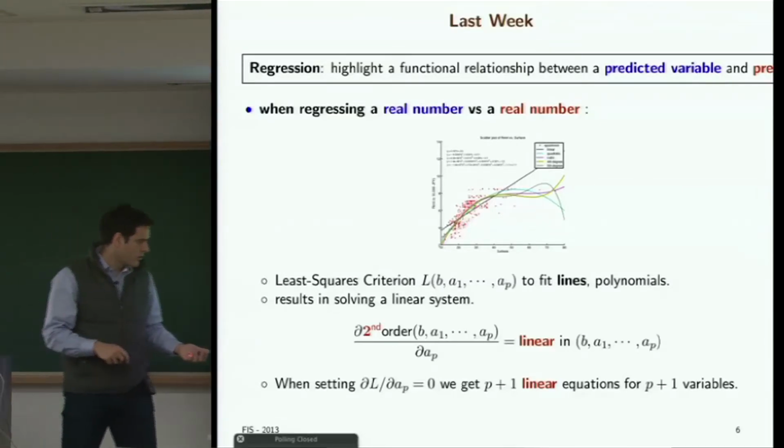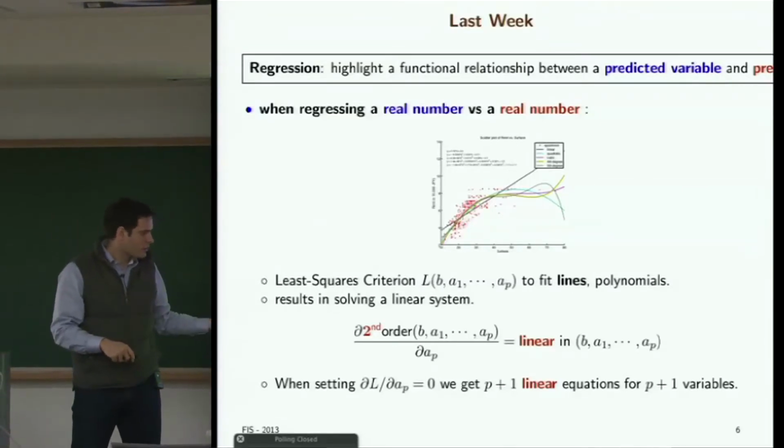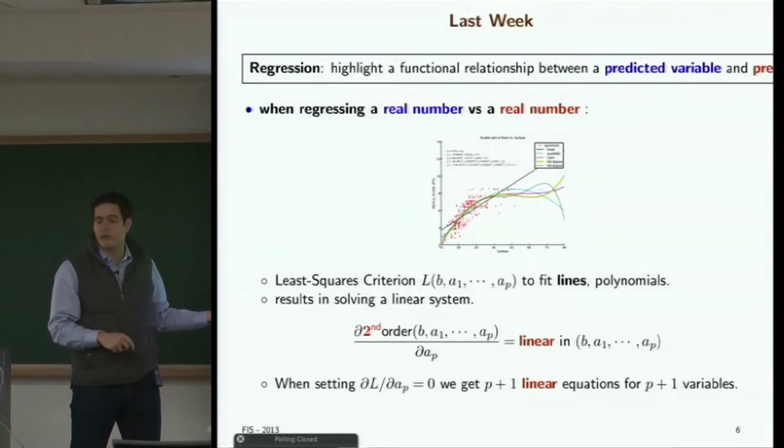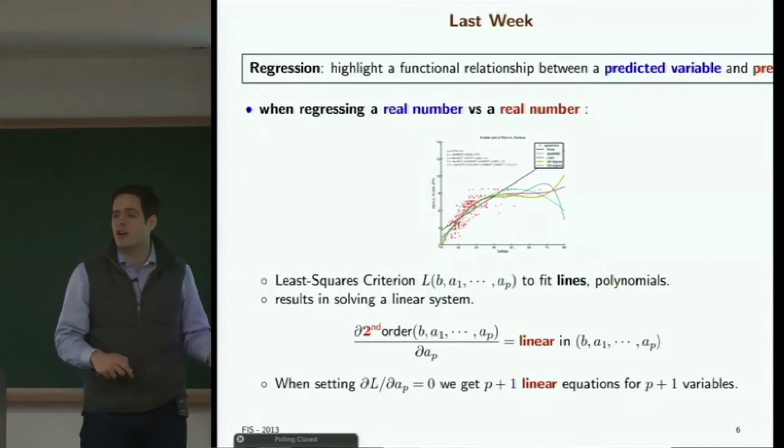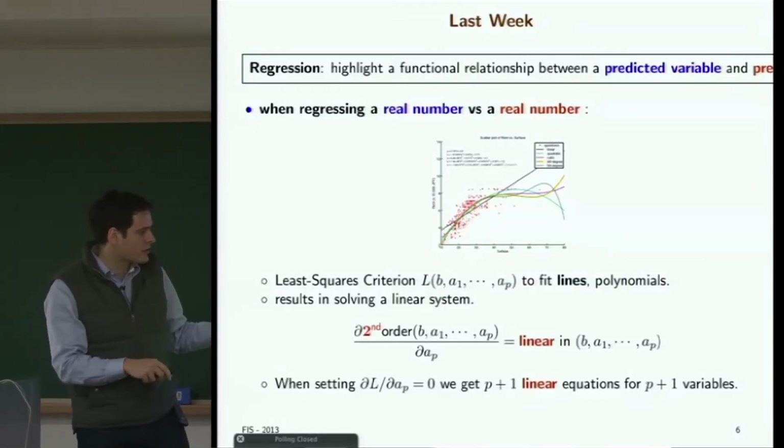If for instance we assume that the function is a polynomial of order p, we get p plus 1 linear equations for p plus 1 variables. And each of those variables is a coefficient of the polynomial.